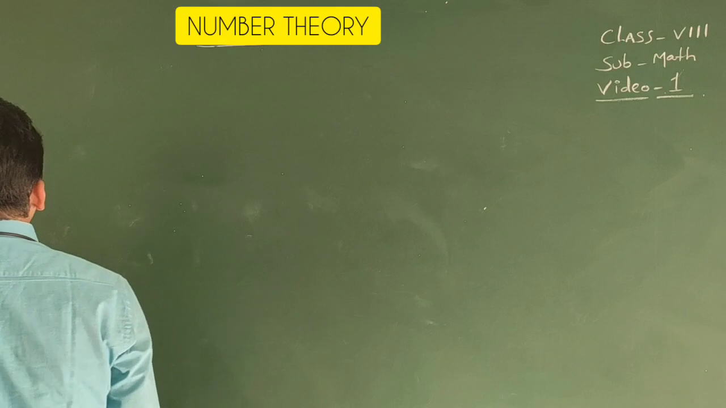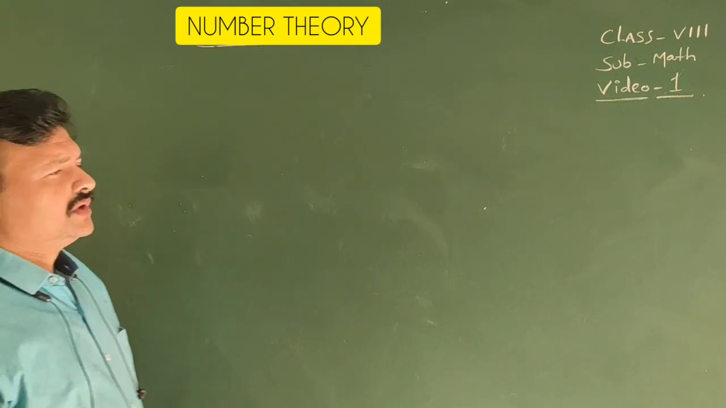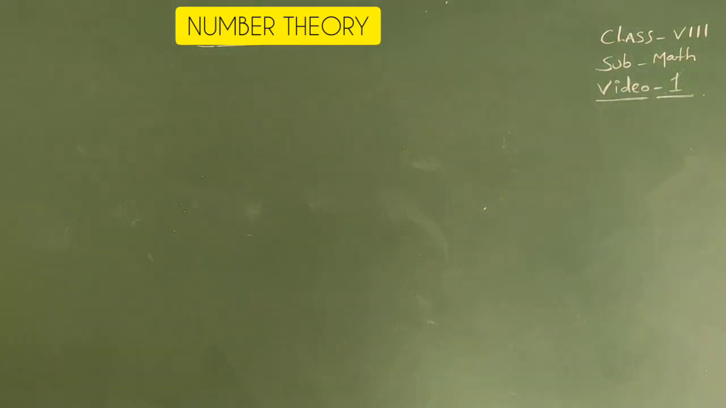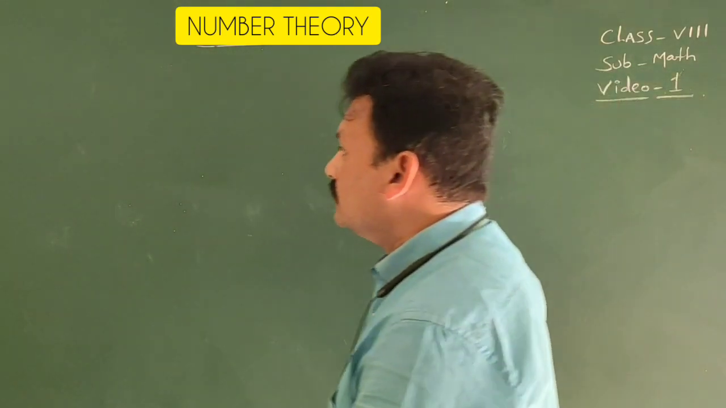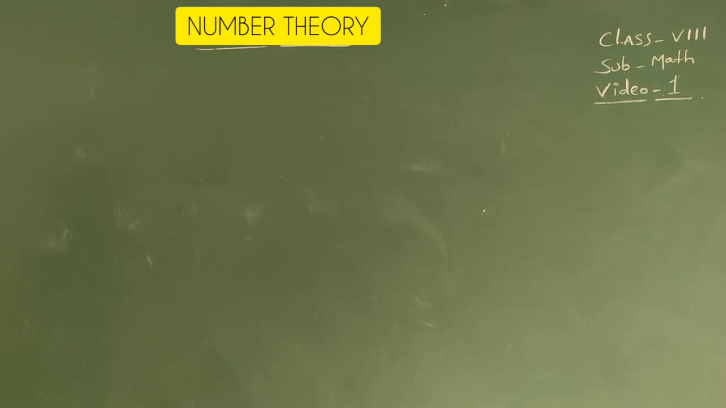In this video, you have to learn number theory. This is one of the most important chapters in 8th class. Once upon a time, number theory and geometry were also included in the IIT syllabus. From 5 to 6 years onwards, this was removed. But in terms of Olympiads, it is important.